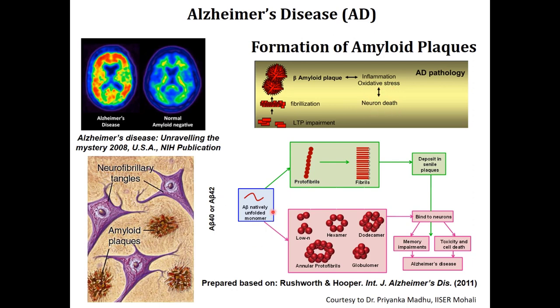For a long time, it was thought that A-beta fibrils impart toxicity in Alzheimer's pathology. However, the soluble oligomers of A-beta are the proximate toxins, which vary in their structure and function. For example, hexamer, dodecamer, annular protofibrils, globulomer, and so on. They can bind to neurons, leading to memory impairments, toxicity, cell death, and finally Alzheimer's disease.